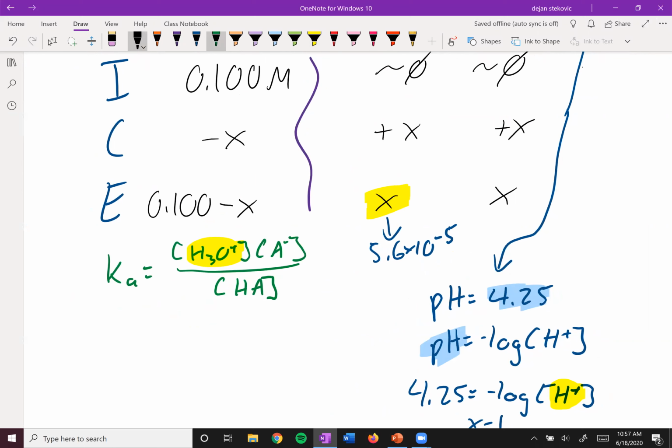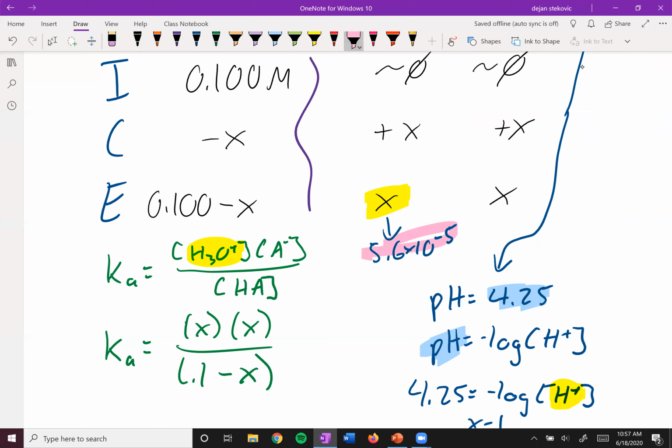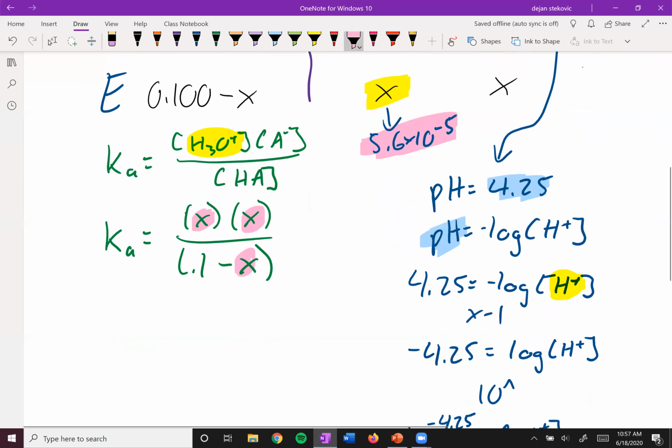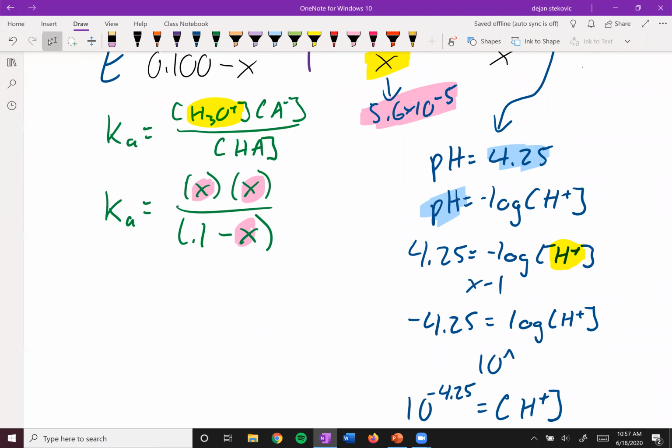And so we can go back to our Ka here. We can also say that this is equal to x times x over 0.1 minus x, and then plug in this 5.56 times 10 to the negative 5 for all of these x values. Go ahead and do the math, and then you should end up with a Ka of 3.1 times 10 to the negative 8.